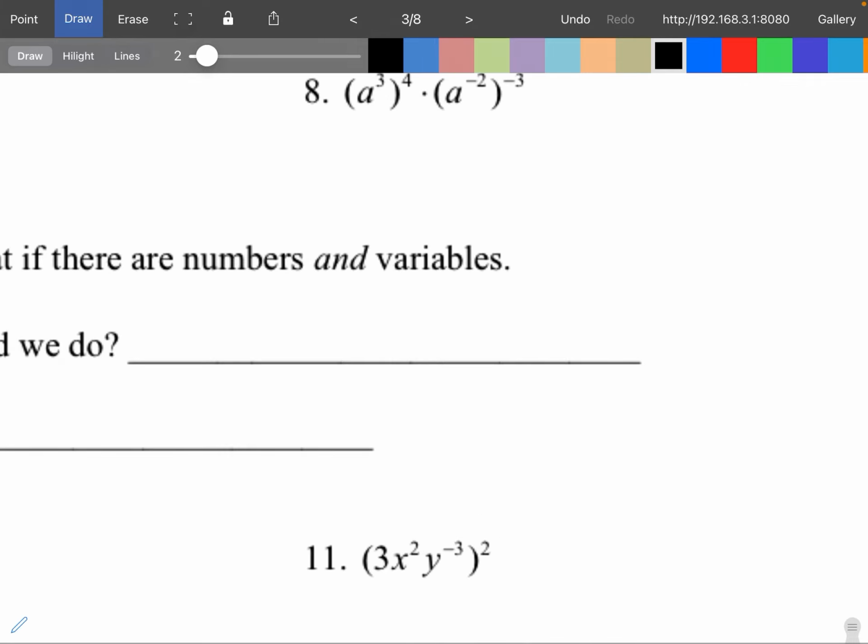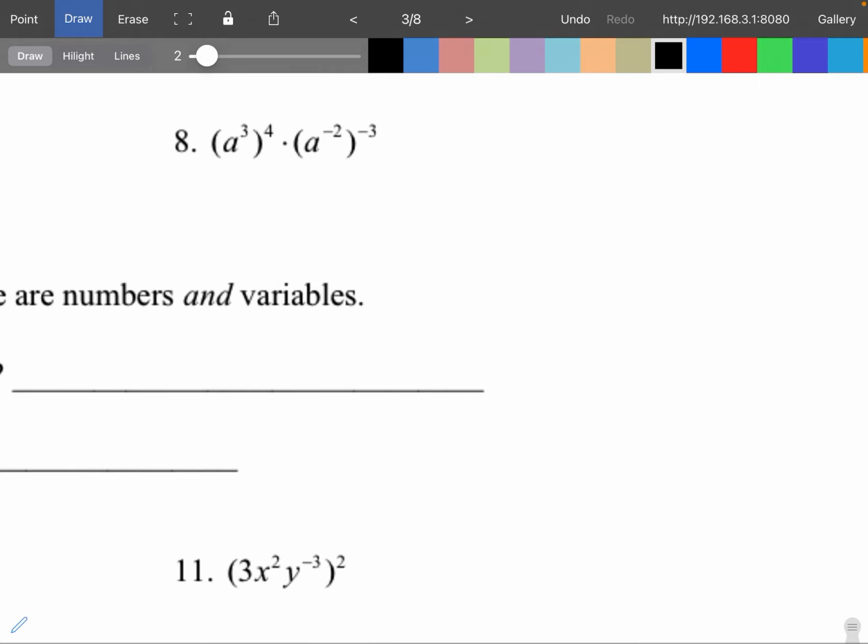All right, number 8. Let's see, 8. So you're going to do this part first. You got a to the, yep. You multiply again. It's a power raised to a power, so you multiply those. So that's going to give you a to the 12th. And then that's going to be times a to the, yep, if you multiply those, it's a power raised to a power, so you multiply -2 times -3 is +6.